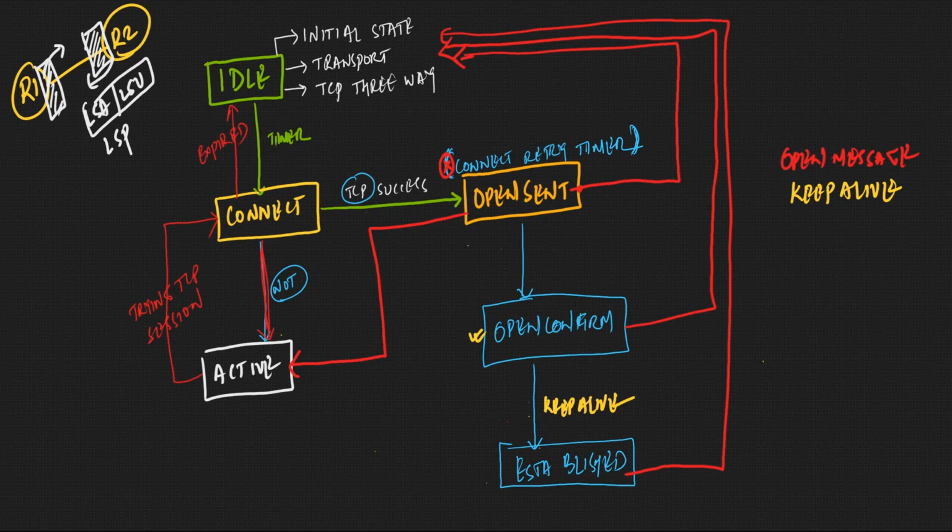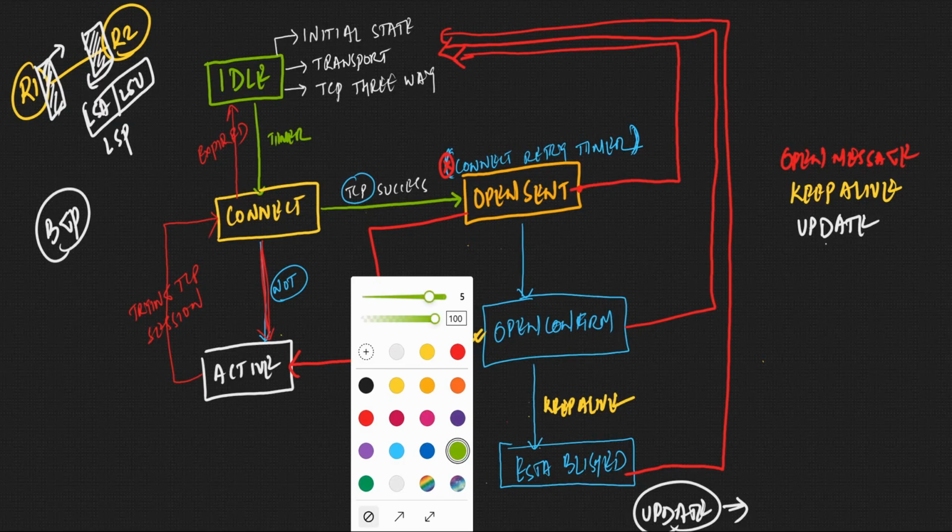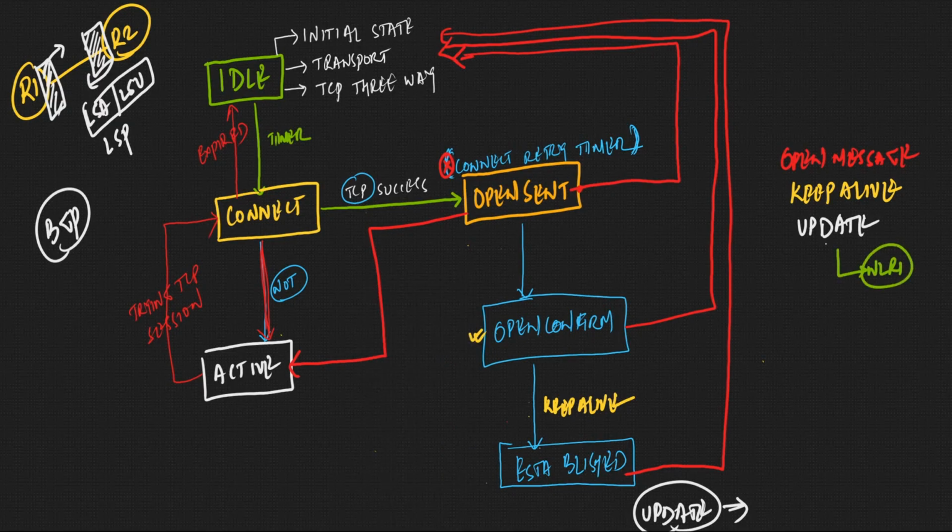But with BGP, first we need to establish the session, and after establishment it will send an update message. Another type of message is the update, which is used for sending the NLRIs, the prefix information. So the update message carries the routes. BGP will advertise the routes after your BGP session is established.